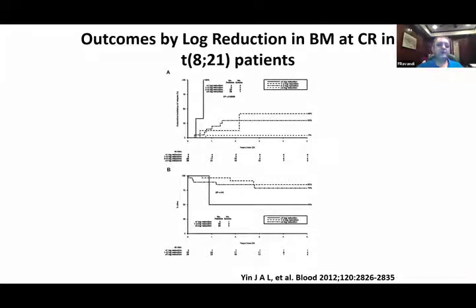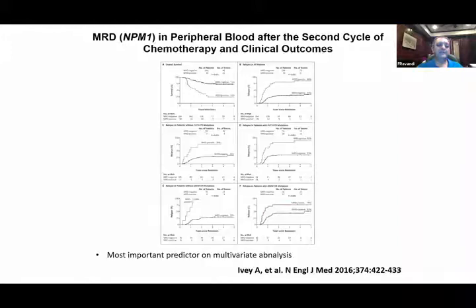Of course, with these abnormalities, you're only talking about a section of AML patients. So APL is about 10% of AML, and core binding factor leukemias also account for about 10%. So this is not universally applicable, obviously. There are other molecular findings that you can detect with PCR.